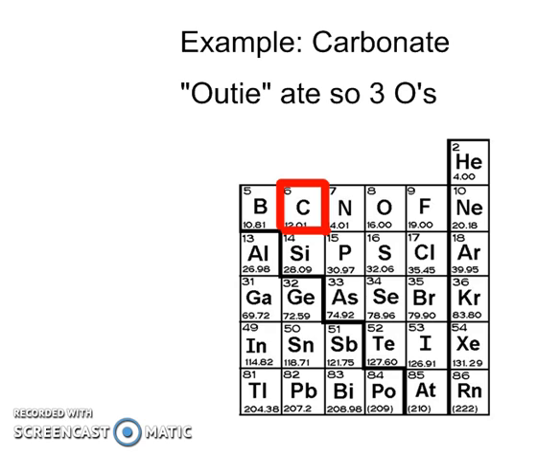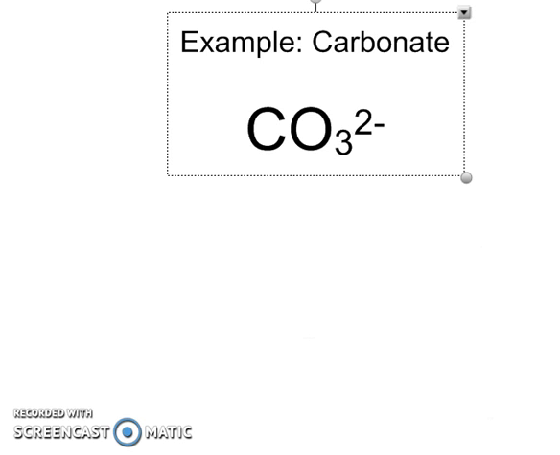So we know, because it is an outie ATE, that carbonate is going to have 3 O's to it. So now to determine the charge, we're going to count -3, -2, -1, starting at boron, and we find out that carbonate is going to be a -2 charge. So finally, carbonate is CO3 2-.